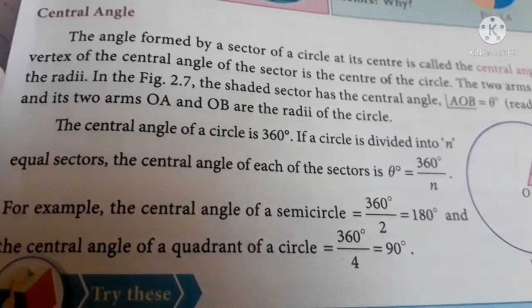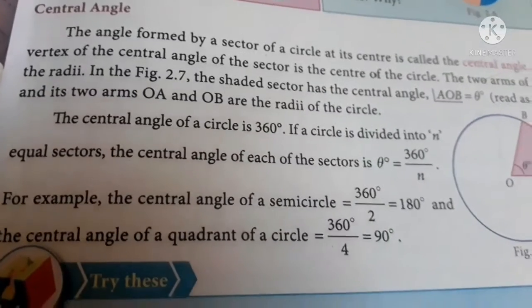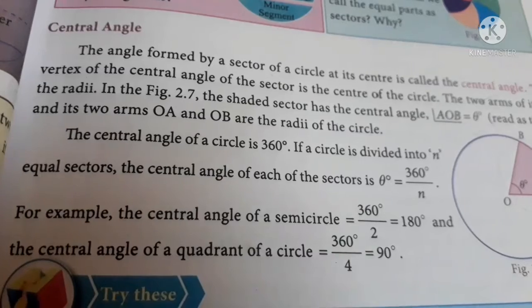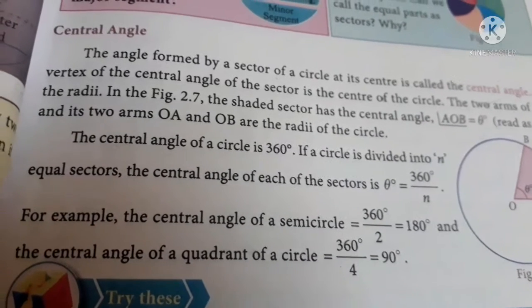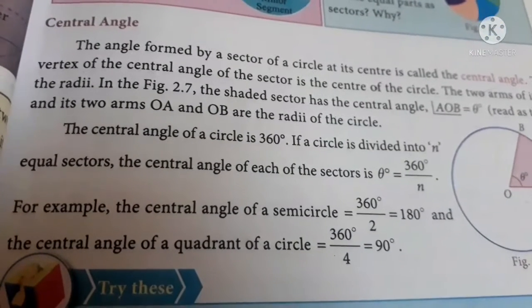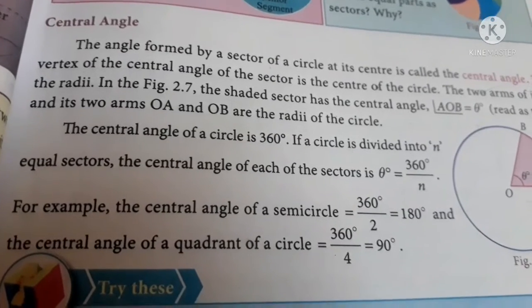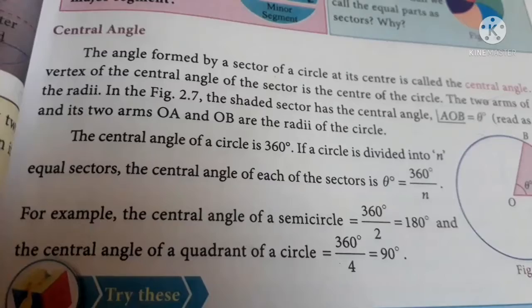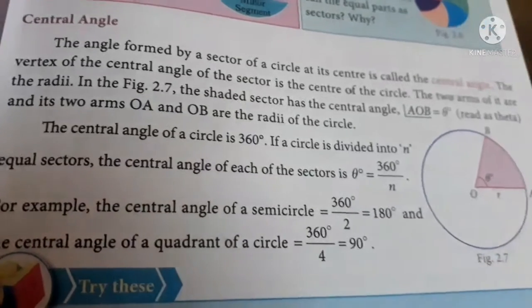If a circle is divided into n equal sectors, then the central angle of each of the sectors is theta degree, equal to 360 degree by n. For example, the central angle of a semicircle equals 360 by 2, which is equal to 180 degree, and the central angle of a quadrant of a circle is 360 degree by 4, which is equal to 90 degree.